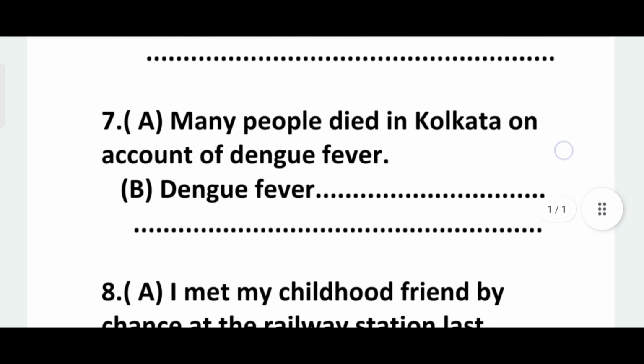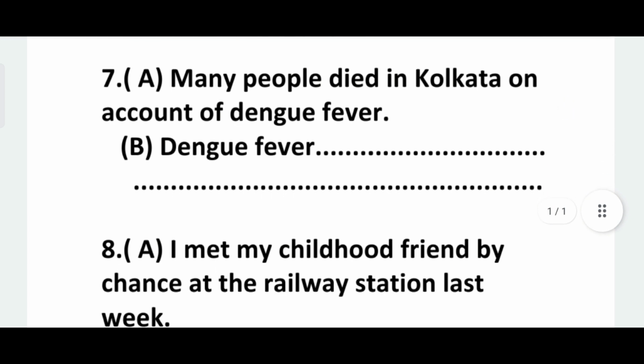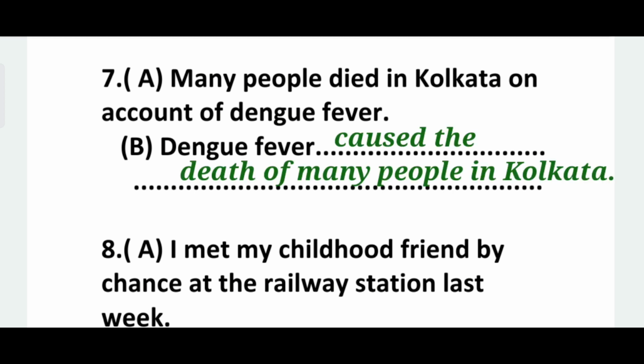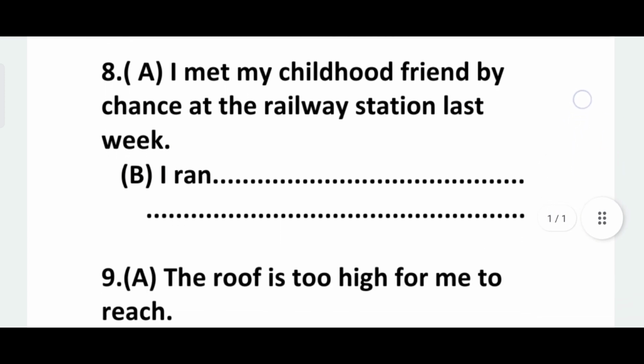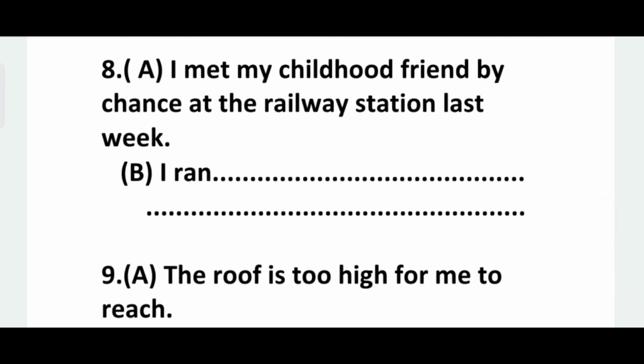7. Many people died in Kolkata on account of dengue fever. Begin with dengue fever. Dengue fever caused the death. On account of becomes caused the death of many people in Kolkata. Make necessary changes. Dengue fever caused the death of many people in Kolkata. Full stop.